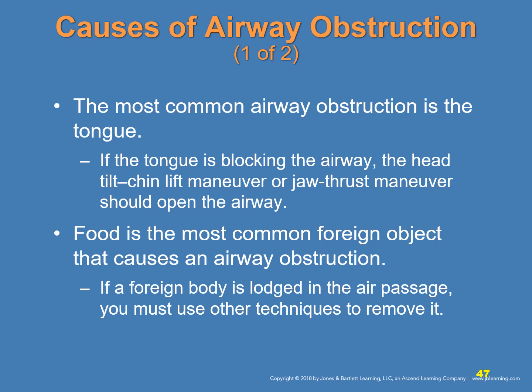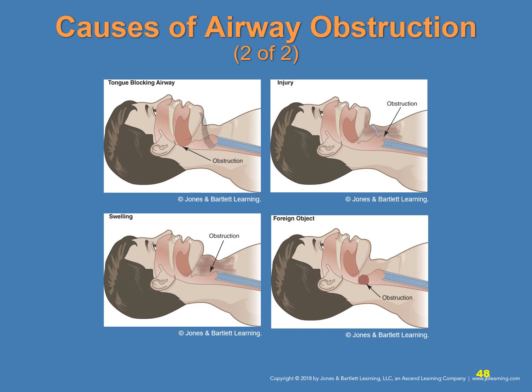Food is the most common foreign object that causes an airway obstruction. Children may put small objects in their mouths and inhale such things as tiny toys or balloons. Vomitus may obstruct the airway of a child or an adult. This figure shows the common causes of airway obstruction.